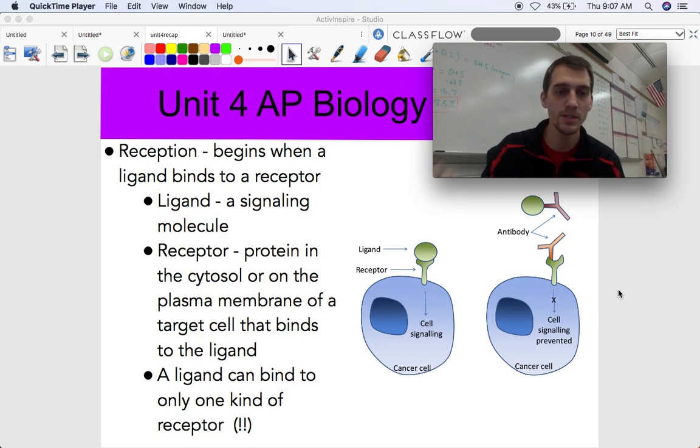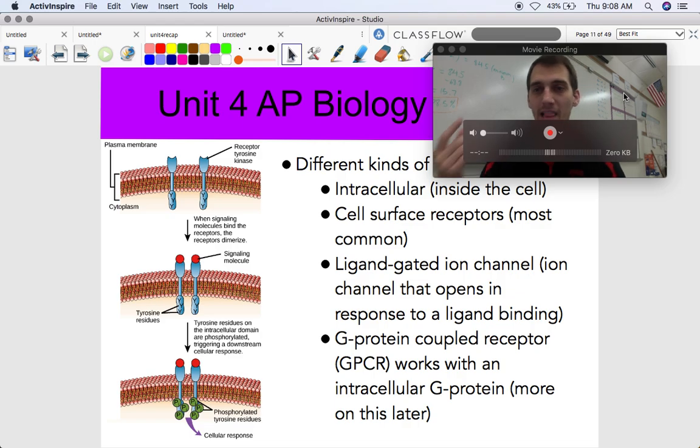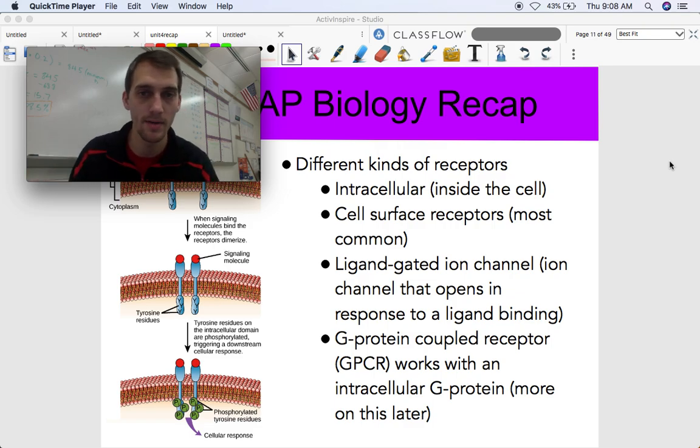So a ligand is very particular to what receptor it binds to. And a receptor, as I put here, is a protein in the cytosol or on the plasma membrane of a target cell that binds to the ligand. It receives the message. The ligand is the message, and the receptor receives it. Okay? And ligands and receptors are very specific. They kind of fit together like a lock and a key, right? A key only opens one kind of lock in particular, and a ligand only binds to one receptor, kind of similar to an enzyme and a substrate.